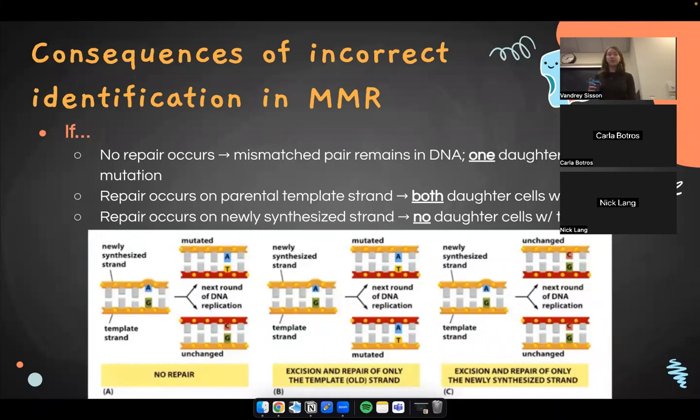So this is kind of just a summary of that. If there's no repair, then one daughter will have a mutation. If repair occurs on the correct strand, the newly synthesized strand, which would have the mutation on it, then that would fix the error and none of the daughters would have a mutation. But if it happened on the parent strand, then both would have a mutation because you're changing it to the incorrect nucleotide.